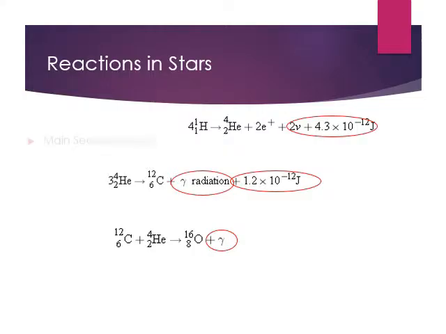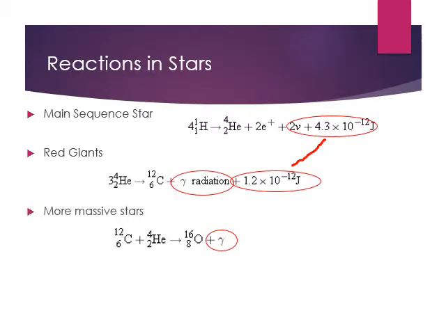Reactions in stars. First of all, let's look at a main sequence star. Here we have mainly hydrogen fusion to form helium, which releases large amounts of energy. As the star ages and becomes a red giant, we get helium fusion into carbon. We're still getting some energy released, but you'll note that it's not as much as in the previous reactions. In the more massive stars, we will get carbon and helium fusing to form oxygen with the release of gamma radiation.